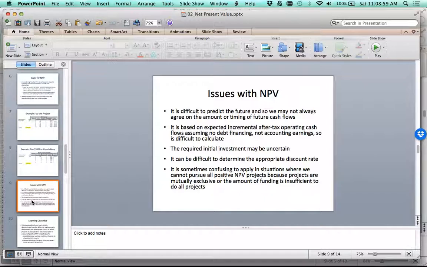So again, just to be balanced in this discussion, yes, it's the gold standard. Yes, properly applied, it will always give you the correct answer in terms of what the right projects to do or not do are. But to be fair, it does have some detractors who don't necessarily like it, and they don't like it for particular reasons. And so we want to make sure that you're aware of those.